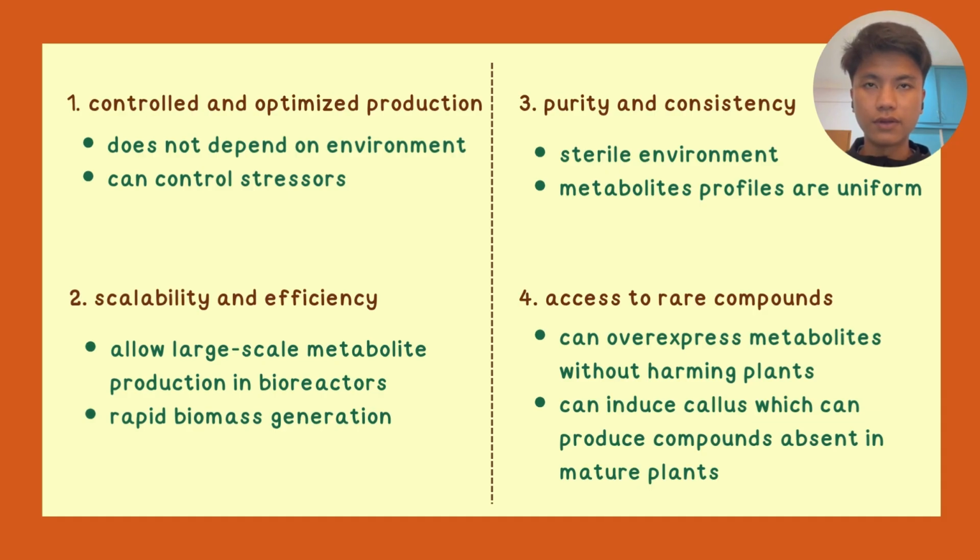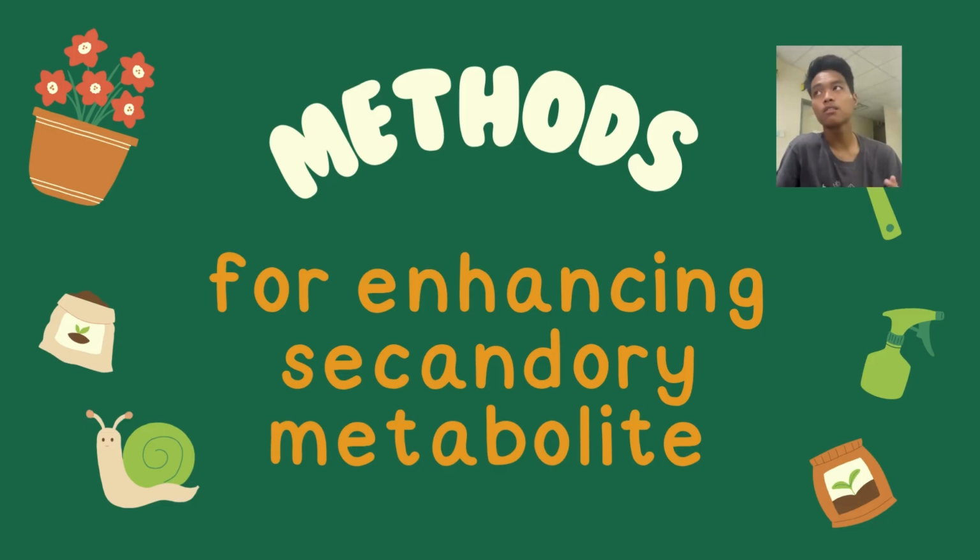And the fourth reason is access to rare compounds. So methods such as hairy root culture can express metabolites more than normal roots planted in field without harming them. And also callus induction can produce compounds absent in mature plants. Next, let's take a look at the methods for enhancing the secondary metabolites.